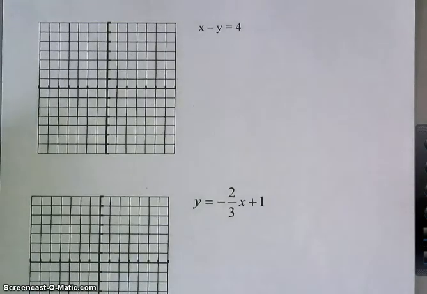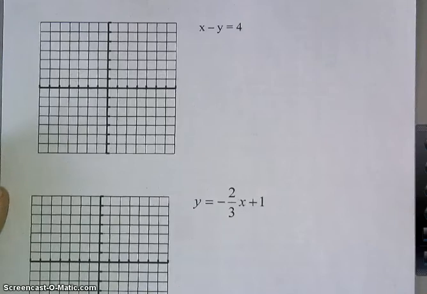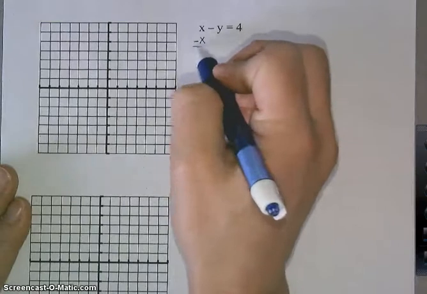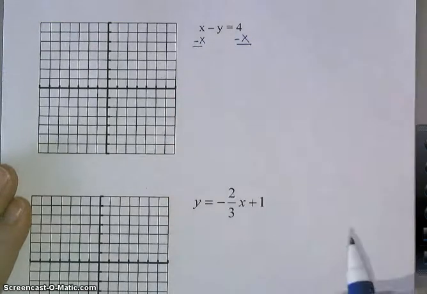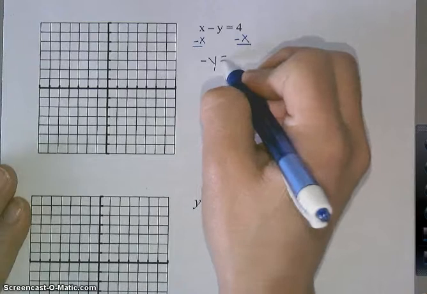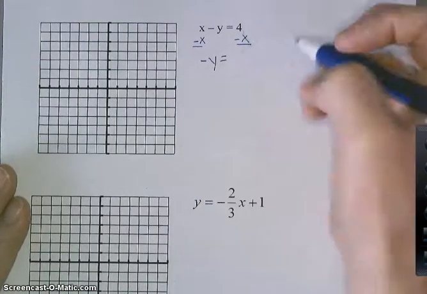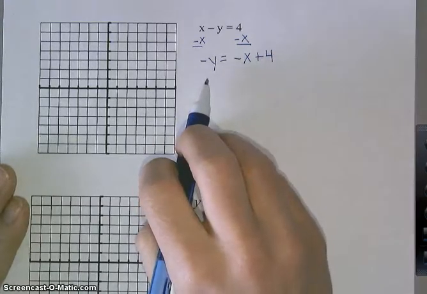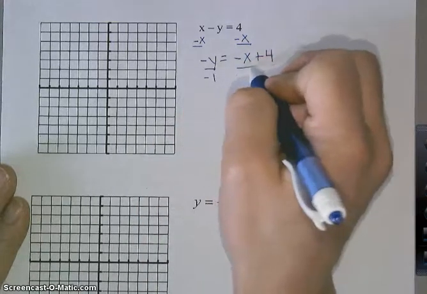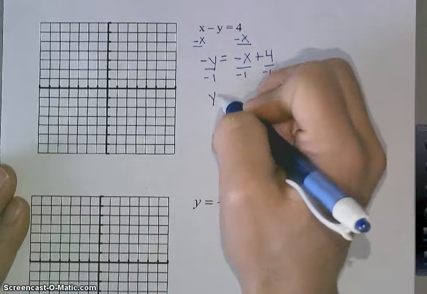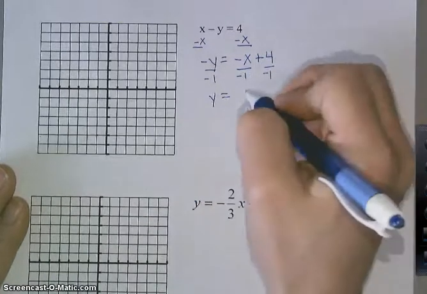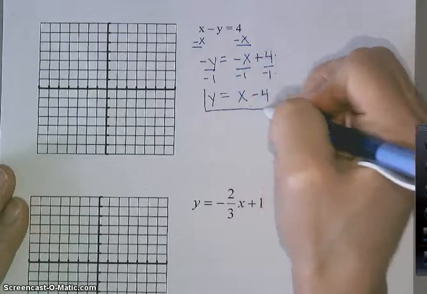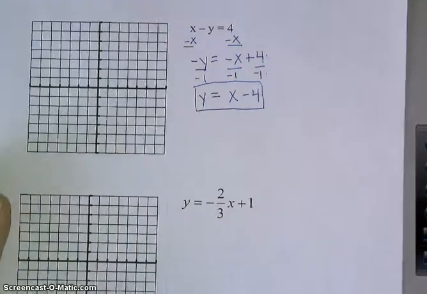So on the back side of your worksheet, we have a new function, x minus y equals 4. It is not solved for y, so I need to do that. So I need to subtract x from both sides to get that y by itself. And now I have negative y equals, and remember we want to write the x first, but it's negative, so negative x plus 4. So I'm still not with y by itself, so I have to get rid of this negative by dividing everything by a negative 1. So y is equal to negative and negative is a positive x. Positive 4 divided by a negative 1 is a negative 4. So that is my function that I'm going to start picking values for.